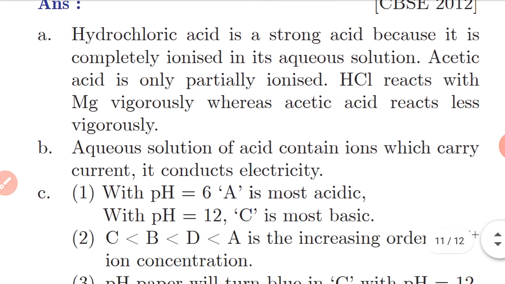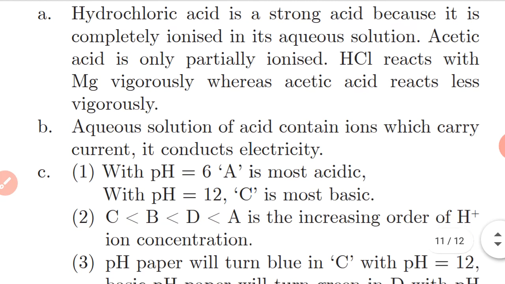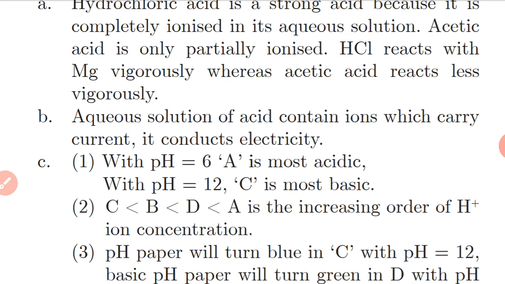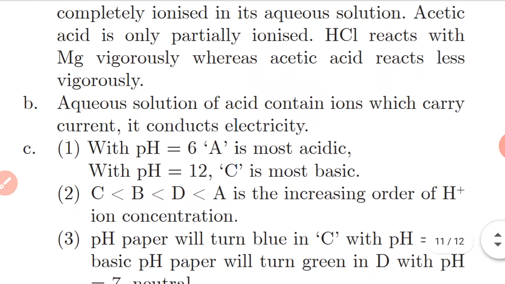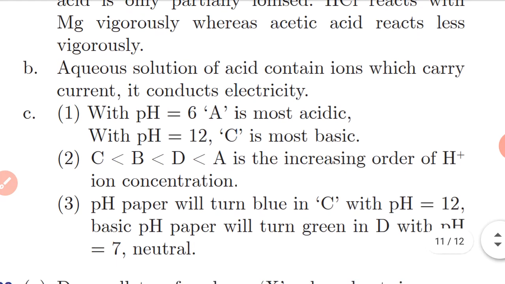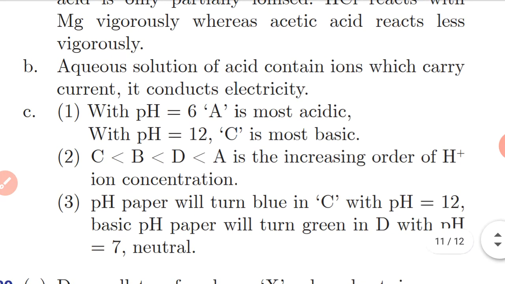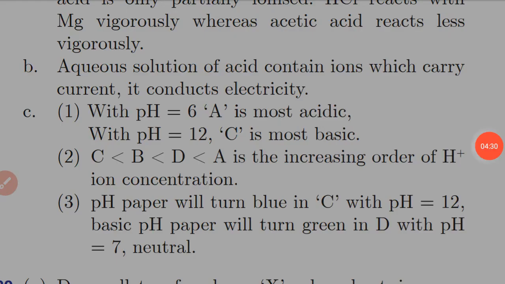Okay, so here we have given the answer that with pH value 6, A is most acidic, and with pH value 12, C is most basic. So here is the increasing order of H positive ion concentration. A has the most H positive ion concentration as it is an acid. Okay, and pH paper will turn blue in C with the pH 12 as it is basic, and pH paper will turn green in D with pH equal to 7. Okay, so here is the basic answer. Let's move towards the next question.